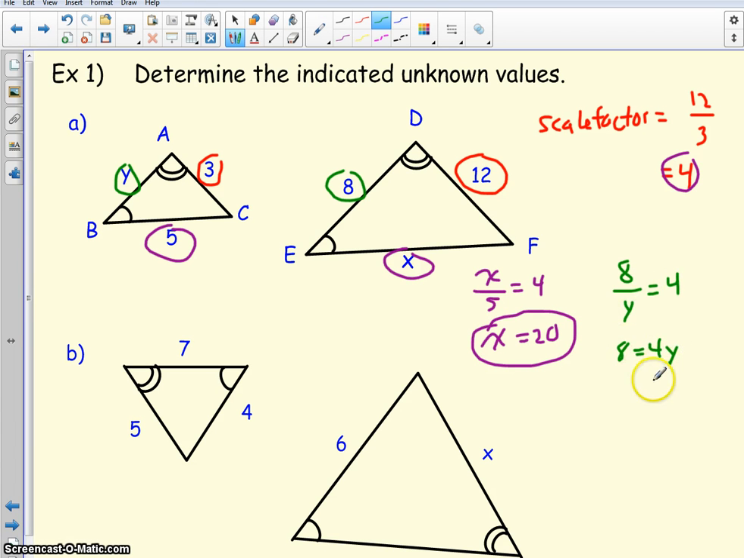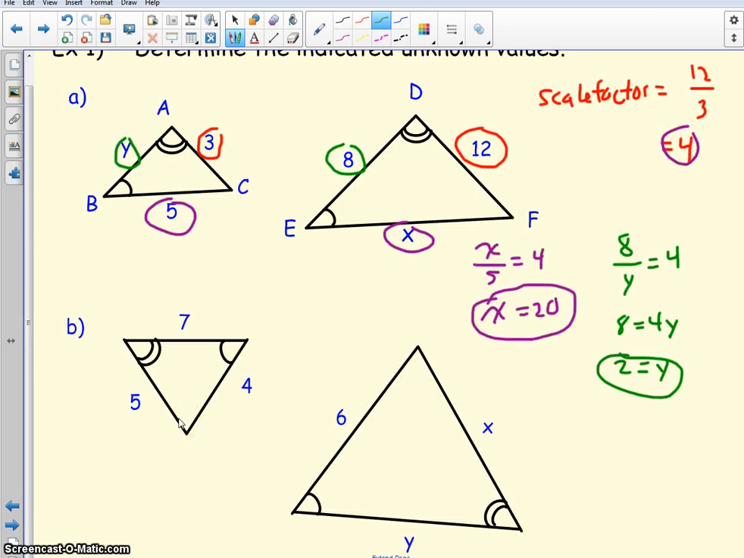So that'll give me 8 equals 4y. Divide both sides of the equation by 4, and you get y equals 2. Okay, so what I'd like you to do now, try this next example on your own first, and then push play when you're ready to see the answer.